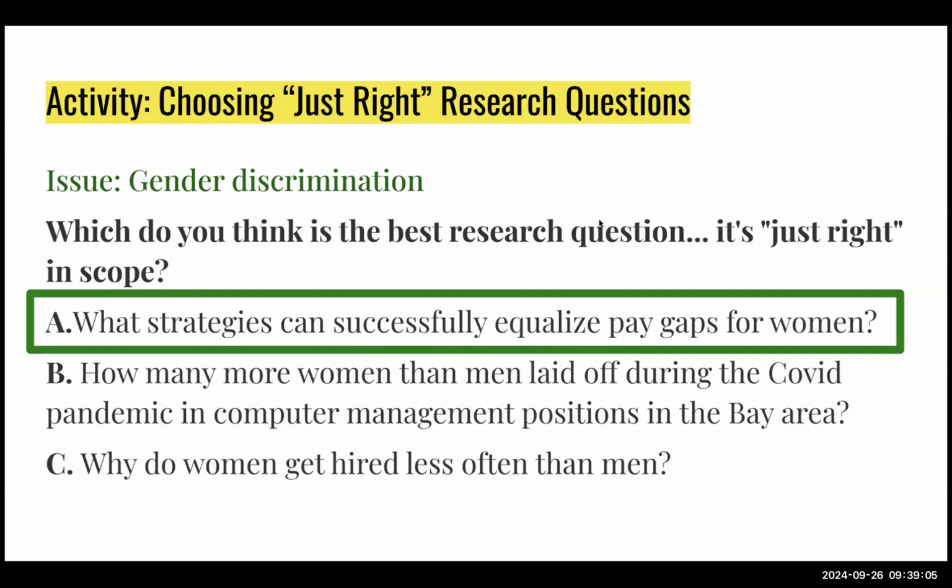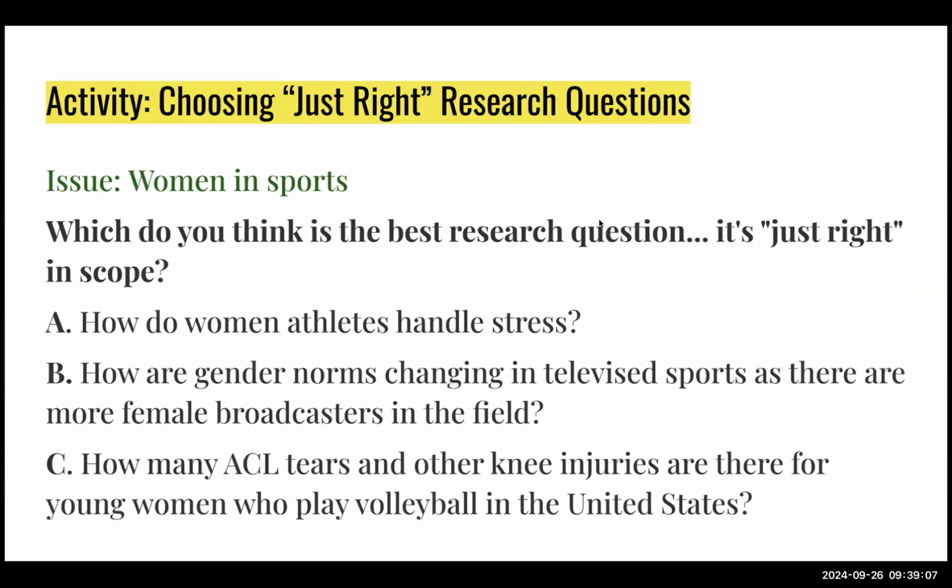Okay, let's do another example because I feel like this one's a tough one. So we're doing the same thing. We're choosing the just right research question. So again, what is just right for us? Our issue is women in sports. A is how do women athletes handle stress? B is how are gender norms changing in televised sports as there are more female broadcasters in the field? Or C, how many ACL tears and other knee injuries are there for young women who play volleyball in the United States?